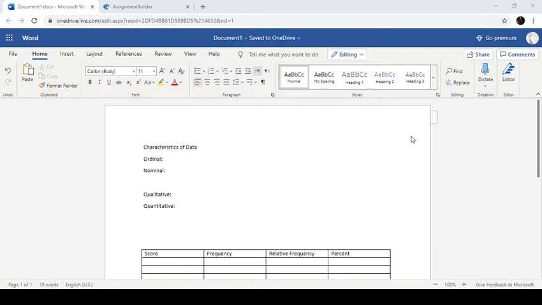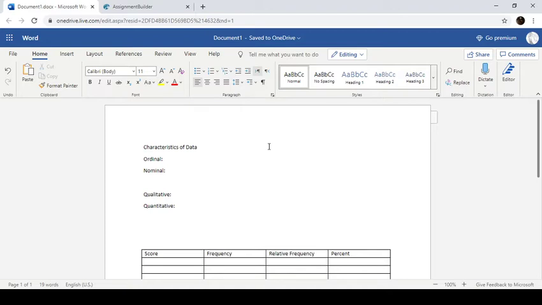First of all, we need to understand that there are some characteristics of data that we need to take into consideration when we start organizing our data. This is going to be pretty important for when we start thinking about graphs. What kind of graph do we want to use to express this data? So the first two types of characteristics are ordinal and nominal. These are opposites of each other. Data can either be ordinal or nominal.